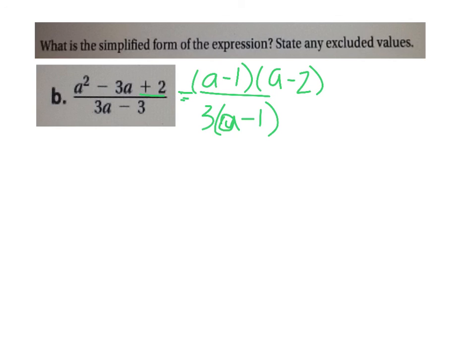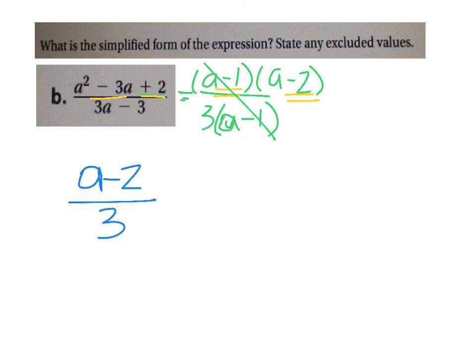Okay, double check to make sure it works out. Let's see, negative 1 times negative 2 is positive 2, and negative 1 plus negative 2 is negative 3. So that works out. I can go ahead and cancel those. That means I'm left with my final answer of a minus 2 on top and 3 on the bottom.